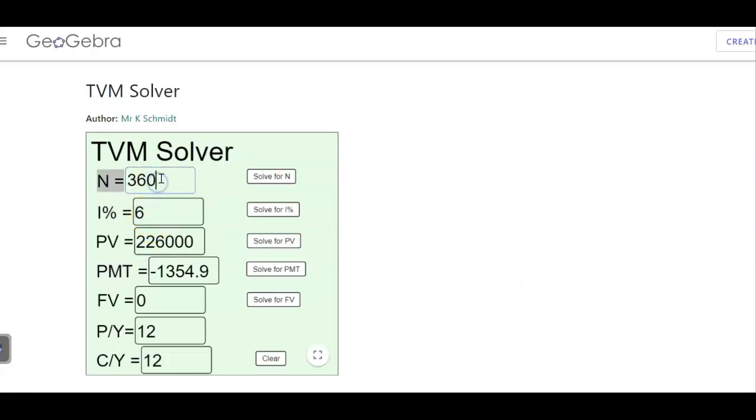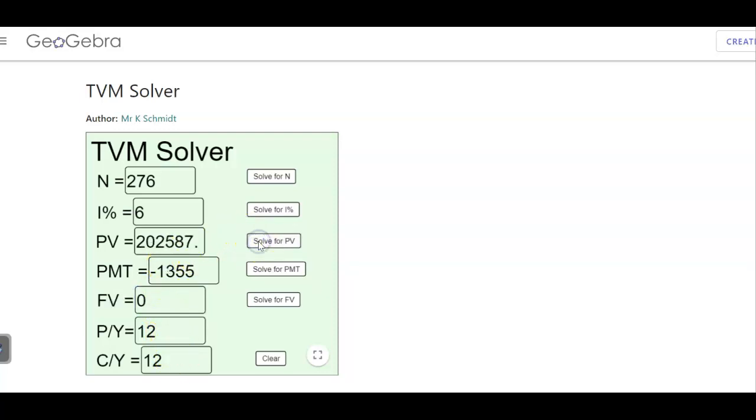So now, instead of N being 360, we have 23 years left times 12 payments a year. The interest rate is still 6%. The present value now is unknown. We're still making those payments of $1,354.98, and I could put in $1,355. It really won't make much difference, only a penny or two a month. So what is the present value? Our future value at the end of the loan after 276 payments is still 0. We don't want to have any balance on the loan. These are monthly payments and monthly compounding.